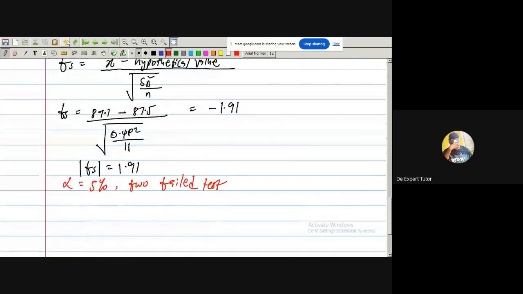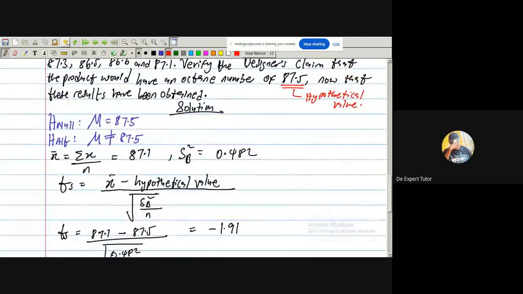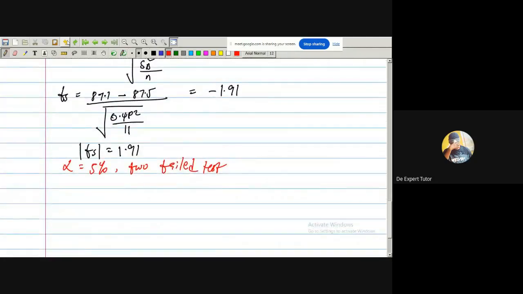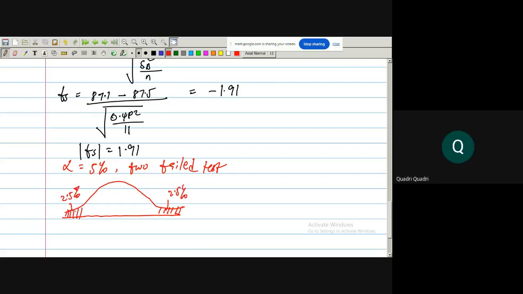Okay, so this is what we have. Now, what do we do from here? Calm down. Let us find our critical T. Look at the graph here. This is a two-tail test, which means I'm having 5%, that's 0.05, divided by 2. So I'm having 5% two-tail test or 2.5% one-tail test.